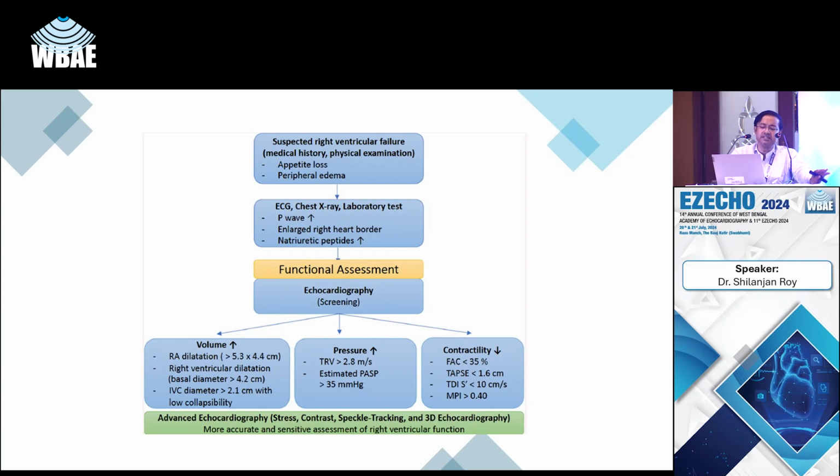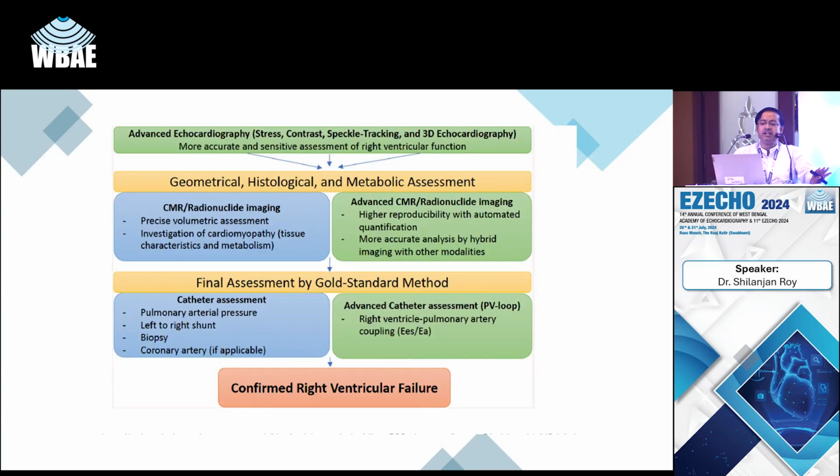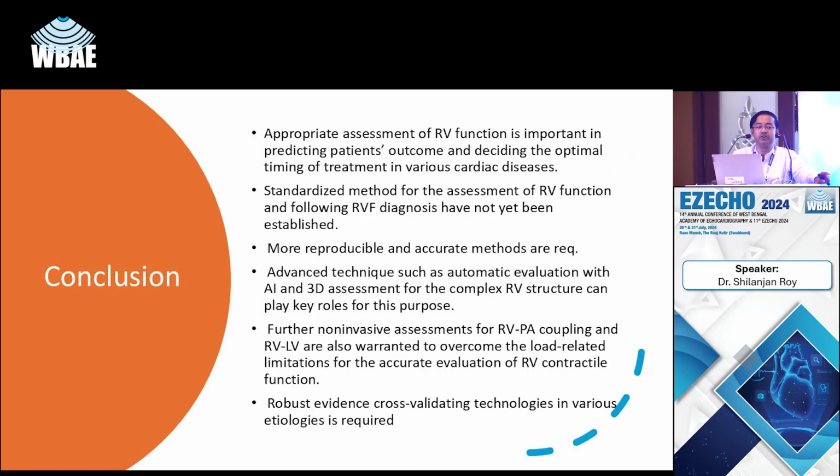So in summary, assessment modalities of RV failure include ultrasound, CMR, radionuclide scan, and invasive measurements. However, there are some knowledge gaps, and there are pros and cons of each modality. The future direction includes, among echocardiography, contrast, speckle tracking, and 3D echo. Among MRI, possibly artificial intelligence-augmented MRI assessment, and hybrid imaging modalities using perfusion or nuclide scanning, with assessment of the metabolism also.